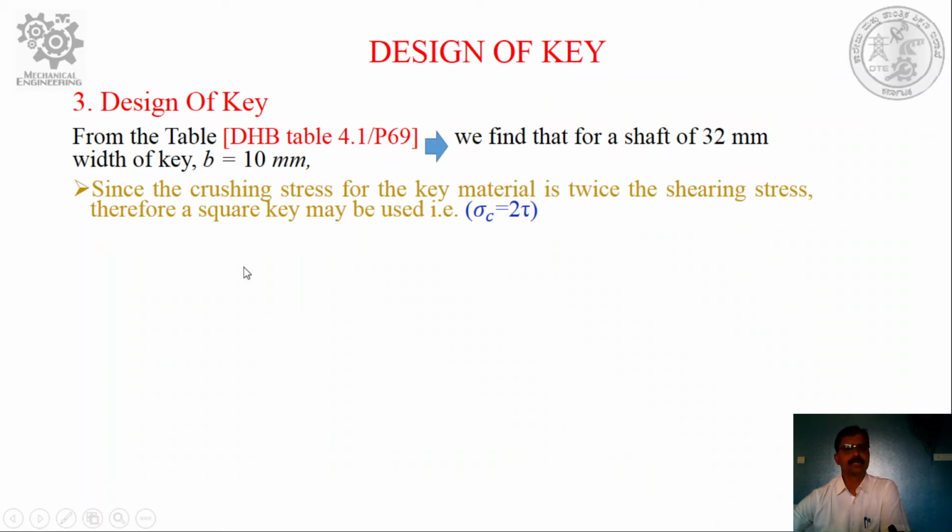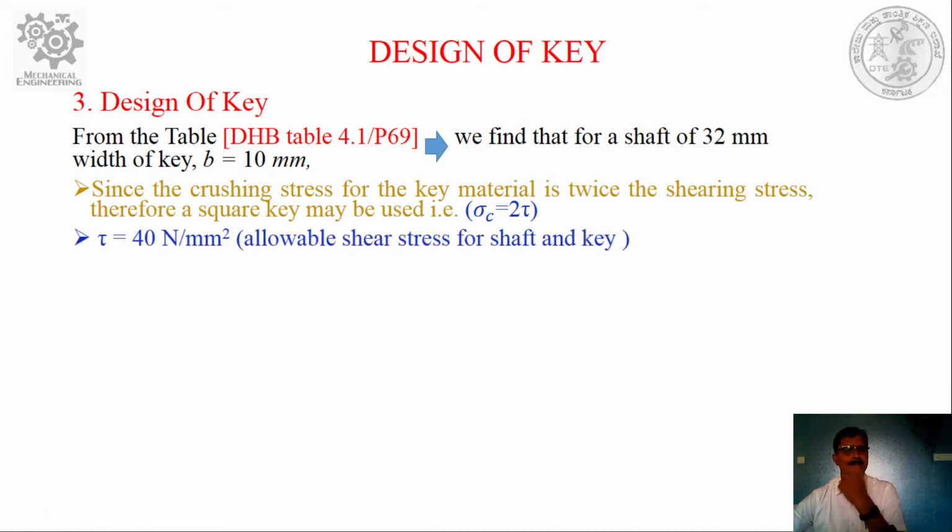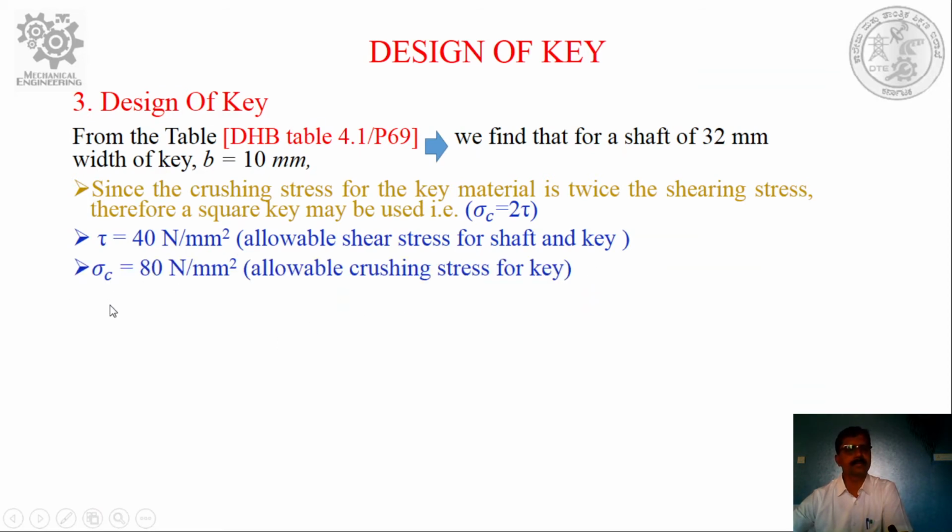Since the crushing stress for the key material is twice the shearing stress, a square key may be used. Sigma c is equal to 2 into tau. Tau is equal to 40 Newton per millimeter square, the allowable shear stress for the shaft and the key. Then sigma c is equal to 80 Newton per millimeter square, the allowable crushing stress for the key material. Therefore height of the key h is equal to 10. Once the crushing stress is twice the shear stress, we use a square key, that is, height and width are equal.